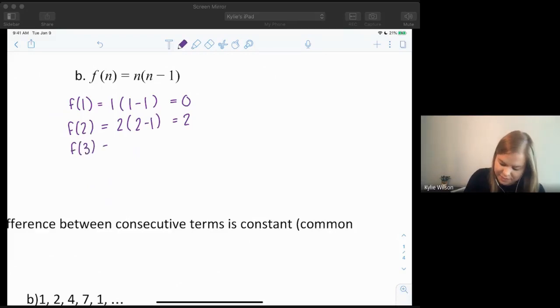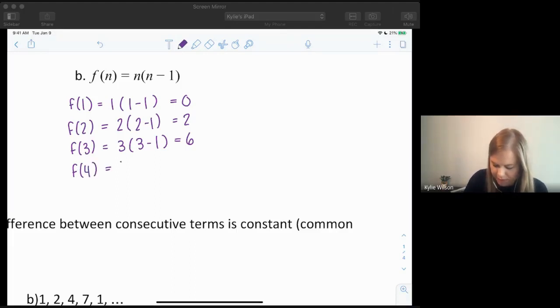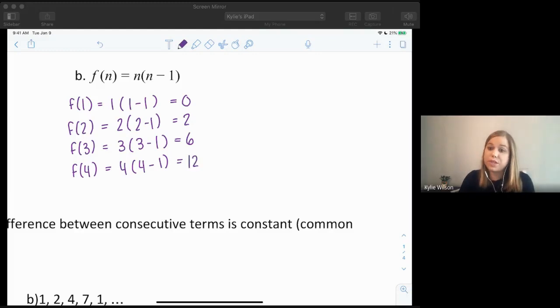Then f of 3 would give me 3 times 2, which is 6. And finally, our 4th term would give me 4 times 3, which is 12. So the first four terms of our sequence would be 0, 2, 6, 12, and it would continue on.